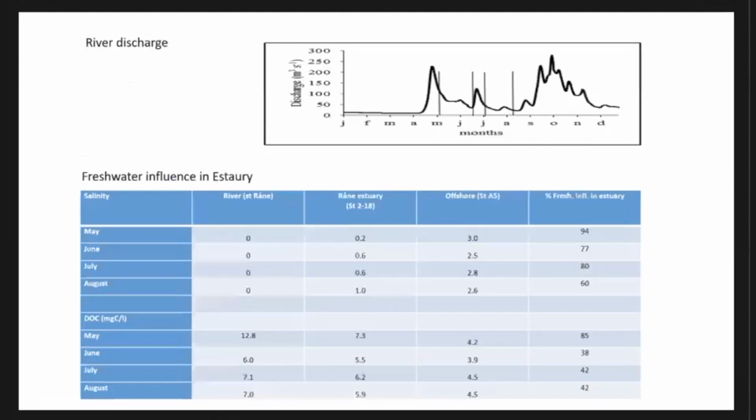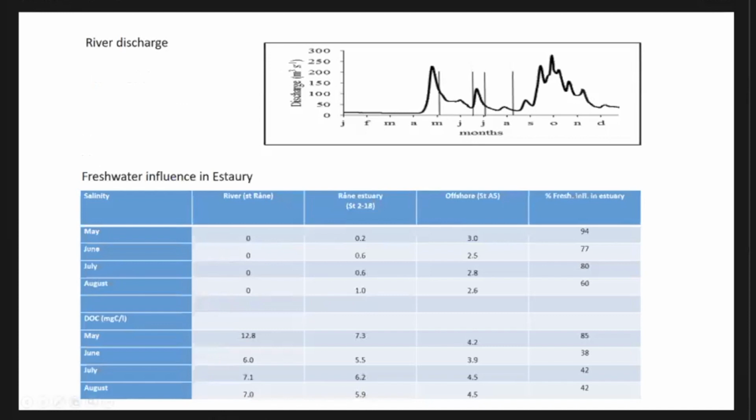And you can see from the river discharge that this estuary is very influenced by river discharge. We did 4 samplings here, and the first sample in May was just at the end of the spring river flush. Then we had 3 additional samplings later in summer.